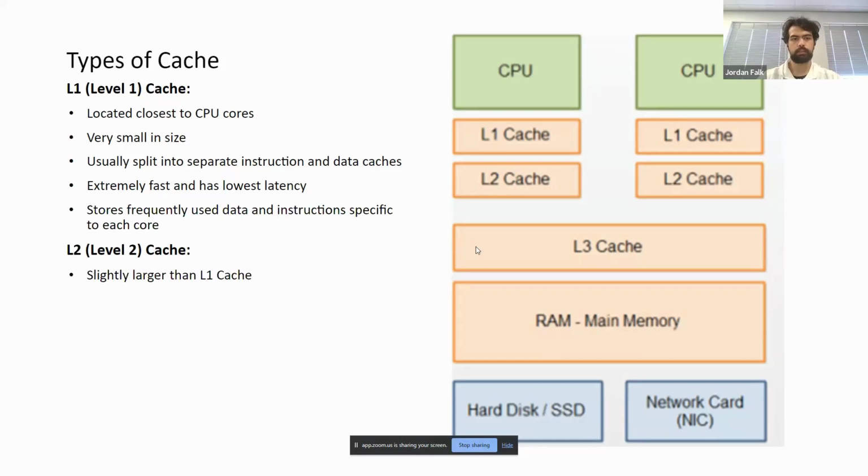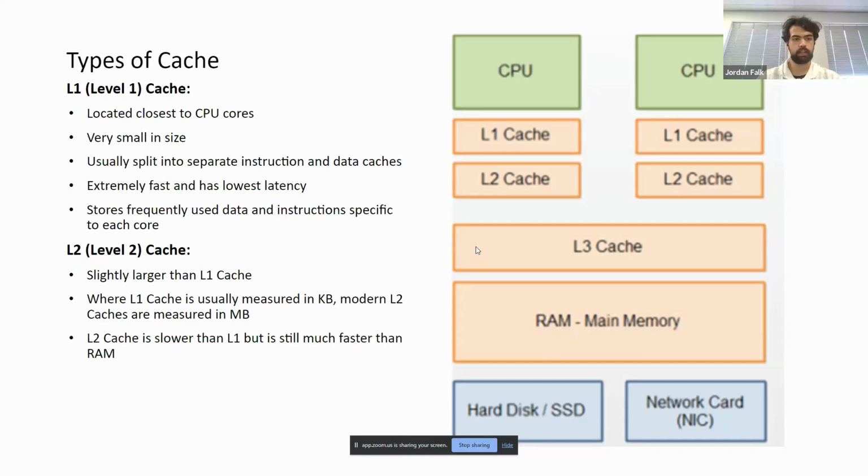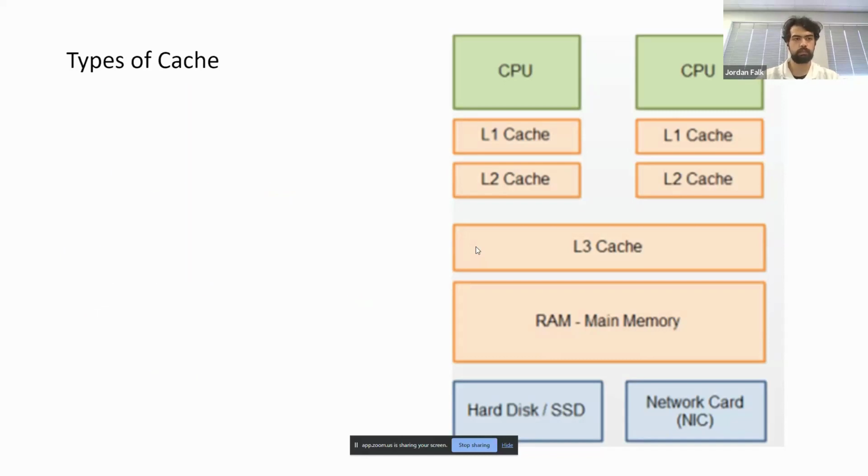Then we have L2 cache, which is slightly larger than L1 cache, where L1 is usually around 64 kilobytes. Modern L2 caches are measured in megabytes, while some high-end processors can have up to 32 megabytes of L2 cache. It's more common for it to be 6 to 12 megabytes divided among the CPU cores. It is slower than L1 cache, but it is still much faster than RAM. And this cache is used to help reduce the load on the L1 cache.